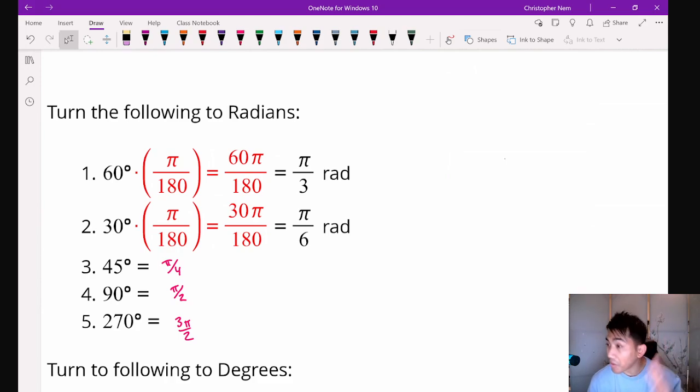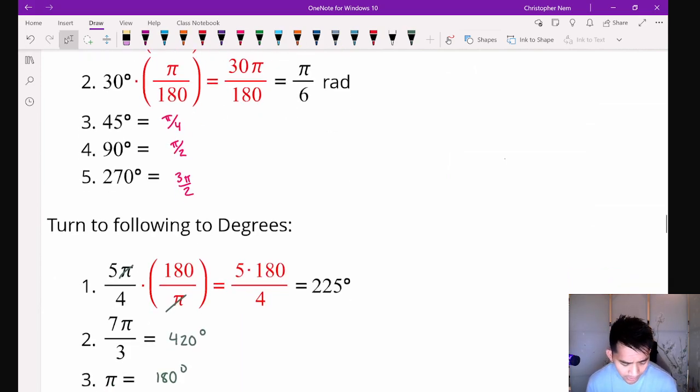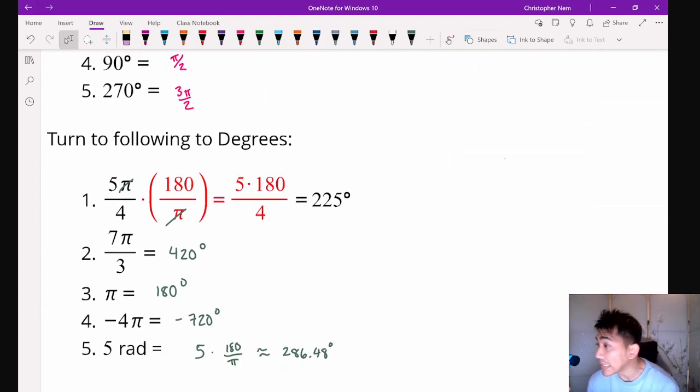And then I've done these other ones for you. For 45 degrees, you get pi over 4. For 90 degrees, you get pi halves. For 270 degrees, you get 3 pi halves, right? Now, I will normally use radians or rad to denote it is in radians. If I do not use rad, or if I do not draw a circle on it for degrees, assume we are talking about radians. So next is turning these following ones into degrees.